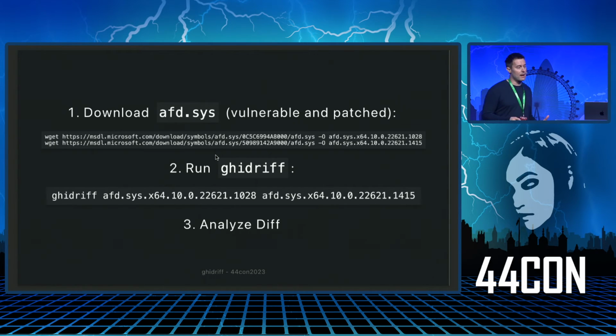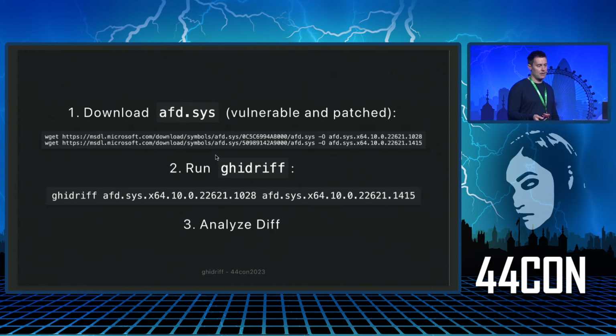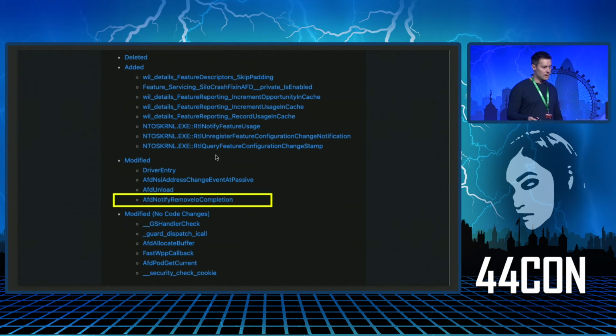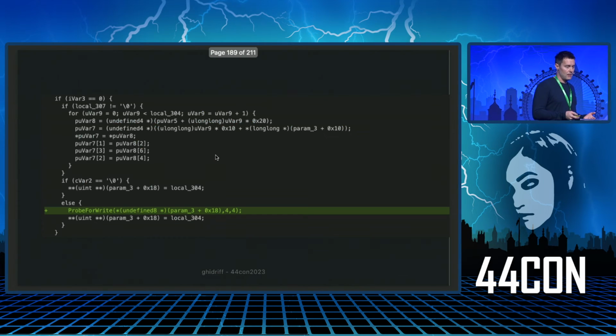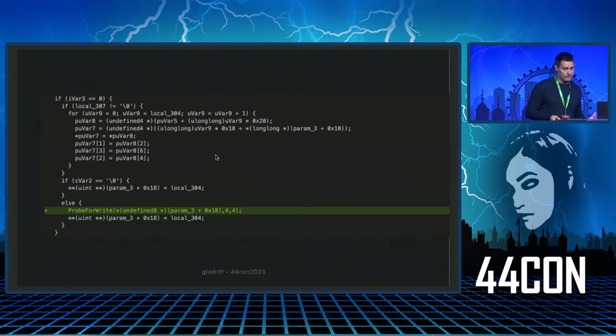If you wanted to repeat that same diff with ghidriff, you would download both versions, the vulnerable and the patch for AFD.sys. You would run ghidriff on those two binaries, and you would analyze the diff. If you take a look at the table of contents, you can see that function that was vulnerable printed out for you here. It detected the change that was important. If you look at the diff for that function, you see a one-line code change here.